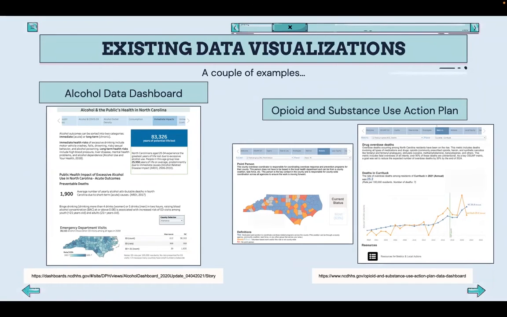So there are some existing data visualizations that the branch uses. As you can see, they focus on single causes of injury and death for the most part, so they're grouped under topics. There's an existing alcohol data dashboard that shows relevant information about alcohol-related injury and death. And then there are also some screenshots on here from the Opioid and Substance Use Action Plan, which is a dashboard that tracks implementation of that program and shows data related to opioid and substance use, overdoses, and death.